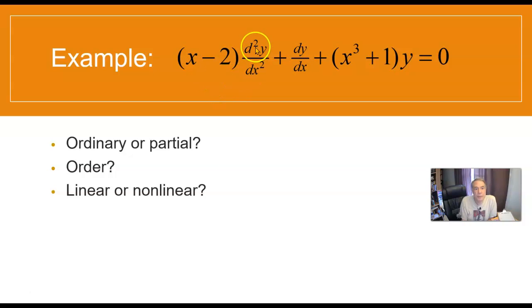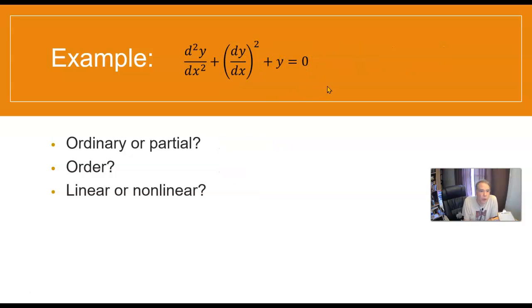How about this one? x minus 2 times d squared y dx squared plus dy dx plus x cubed plus 1 times y equals 0. It is ordinary. The order is second because it involves a second derivative. It also involves the first derivative, but the highest order derivative is second. And it is linear. You got a second derivative term, a first derivative term, a y itself term, and the coefficients can be as complicated as you want involving x. They just can't involve y or any of its derivatives.